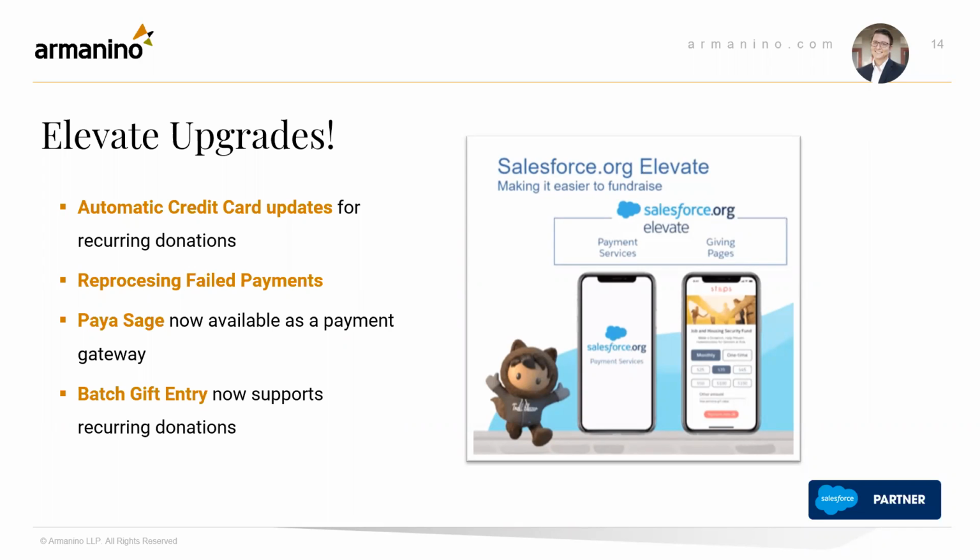Another one is customizing how failed payments are handled. So you can now customize the frequency and the number of times Elevate tries to process a failed recurring donation. If a donation does fail, you can have it try a couple more times before you're reaching out to your donor.